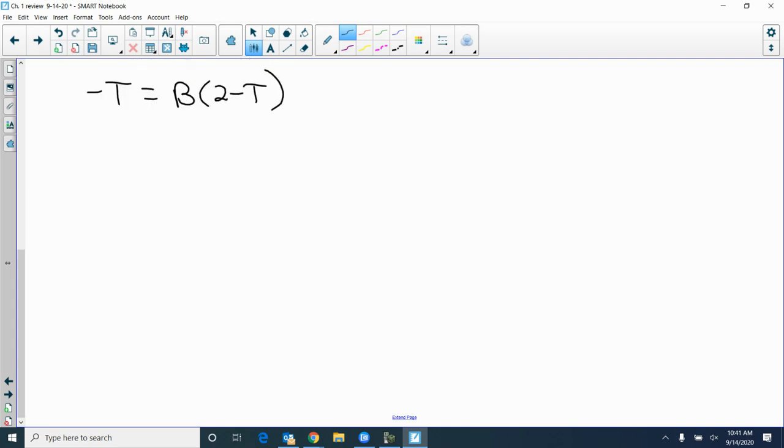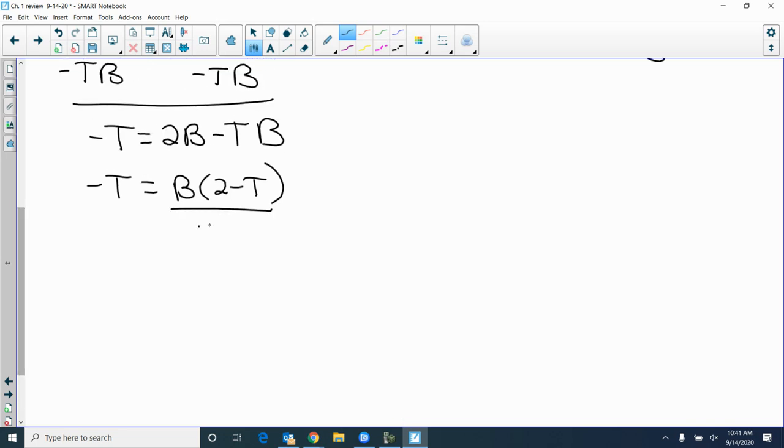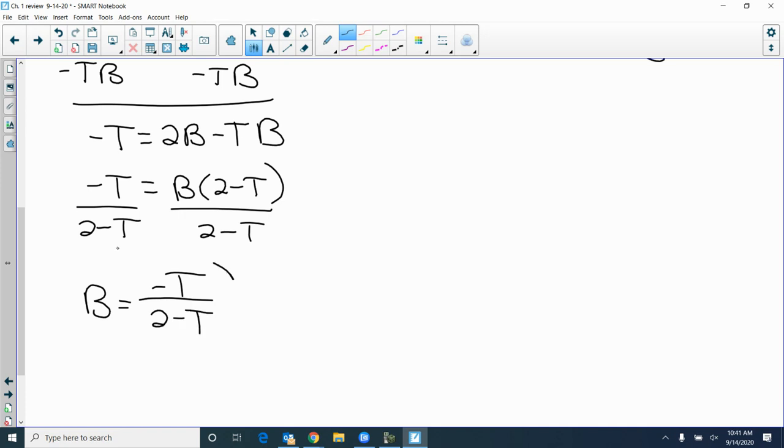All right, now we're going to divide. 2 minus t, 2 minus t. So I'm done, and b equals negative t over 2 minus t. Perfect. That should answer good.